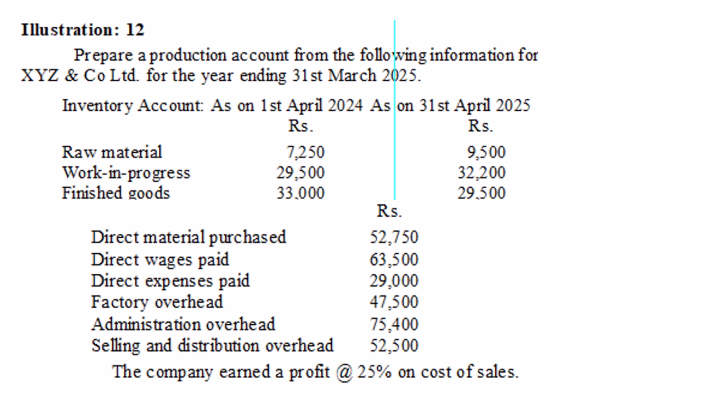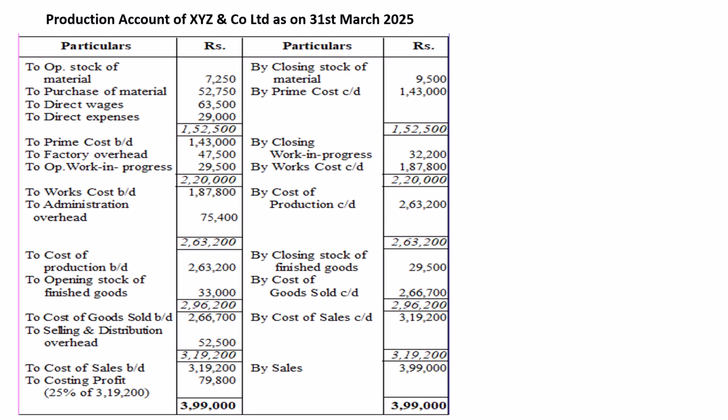Illustration 12. Prepare a production account from the following information for XYZ & Co. Limited for the year ending the 31st of March 2025. The details are presented here. Production account of XYZ & Co. Limited as on the 31st of March 2025 is presented here.